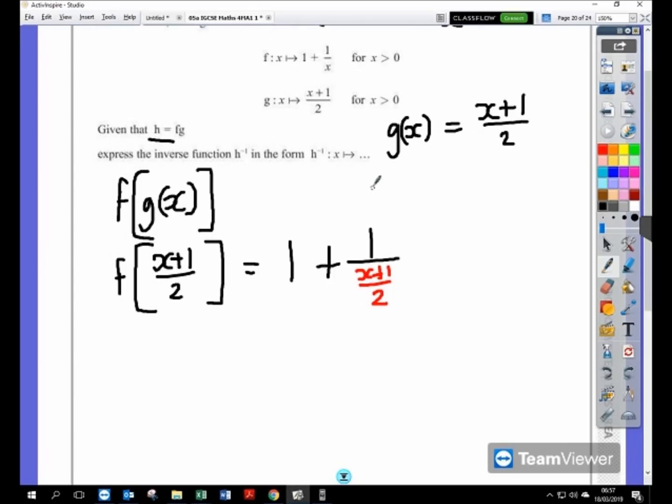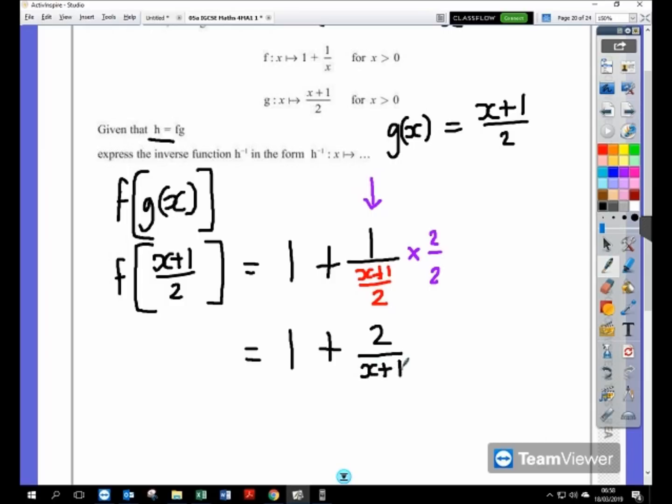Now, this term here, 1 plus x plus 1 over 2, looks horrible because it's a fraction within a fraction. And the way that you deal with this is you multiply just this fraction here by the denominator of the fraction over the same thing. So like this, you multiply the top by 2 and the bottom by 2, just to this term here. Now, if you do that, the top becomes 2 and the bottom becomes, well, the divide by 2 cancels with this 2. So you're just left with x plus 1.